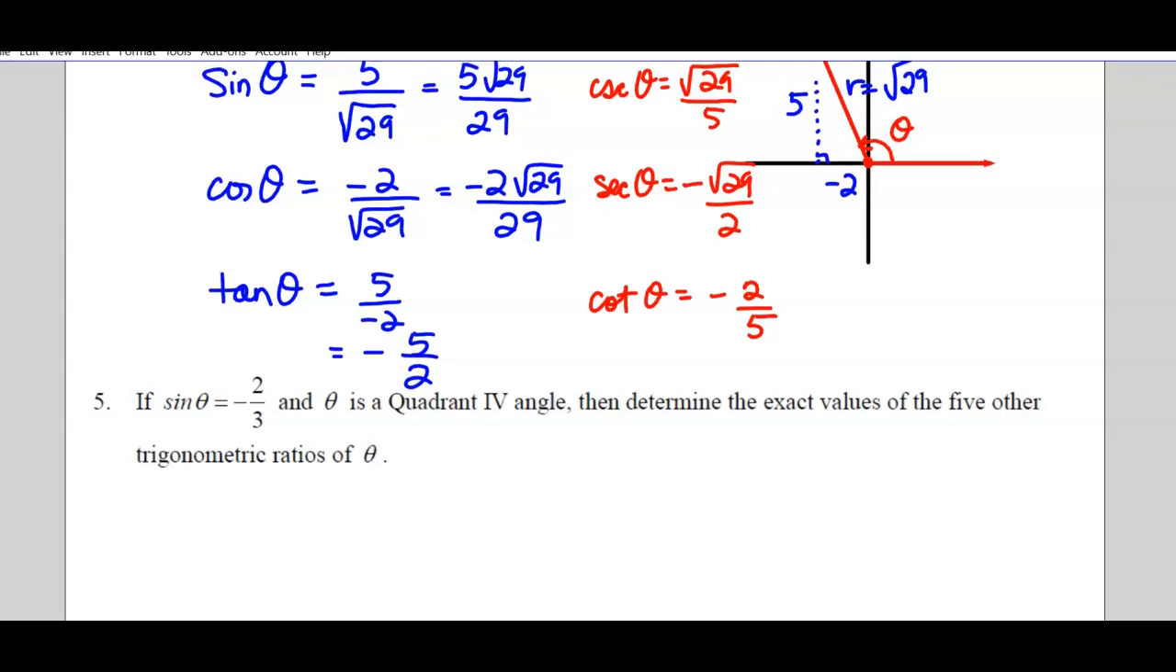Okay, so that one we were given the coordinates of the point. Now we're given the actual ratio for sine of theta. There are two possible places where that theta could be, two places where the terminal arm could be that would give that same sine ratio. But it gives you a hint that it has to be in quadrant 4.